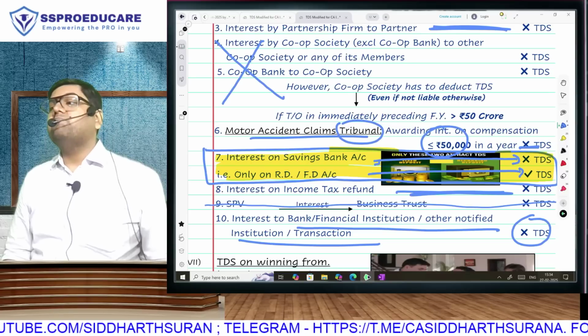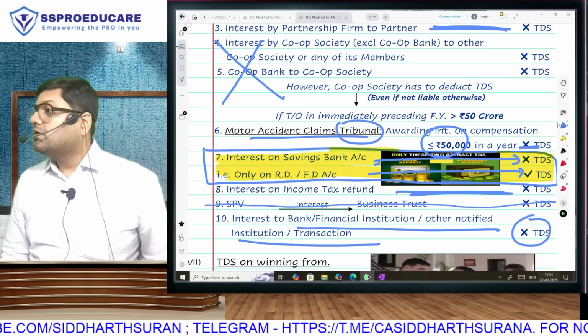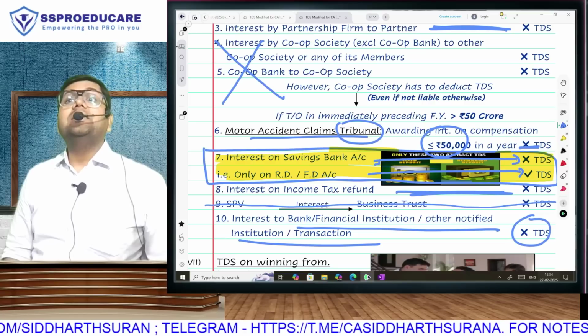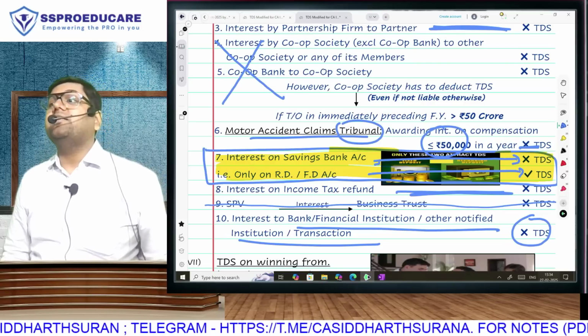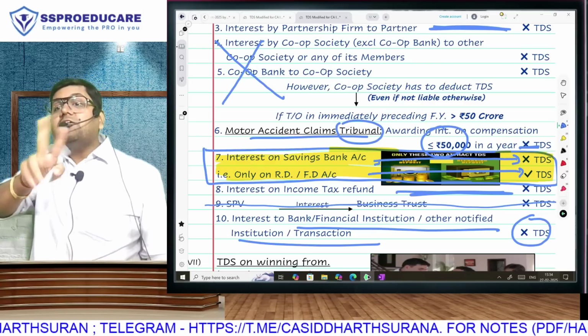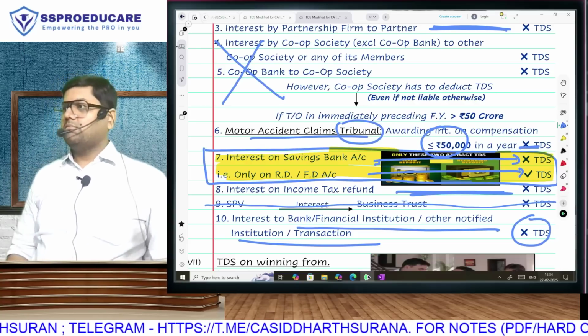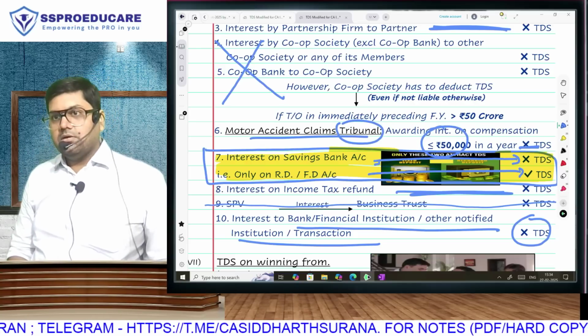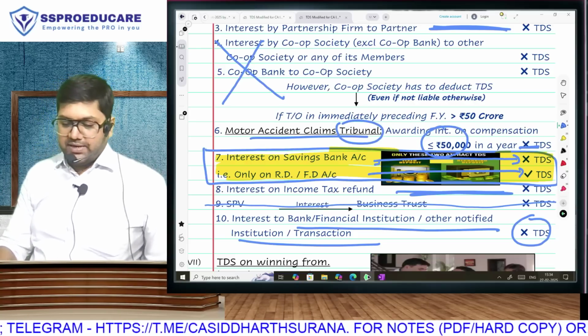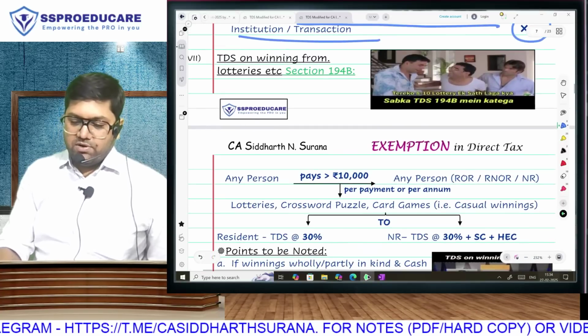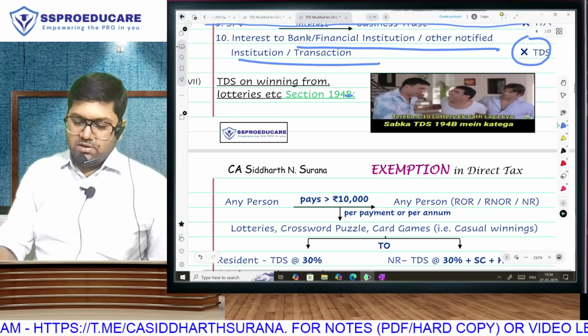Two things are very important here. One, the definition of payer, and two, that FDRD will attract TDS but a saving account will not. Because these are the two things which come in the exam at inter level. Is that clear? Fantastic. Section 194B. B for Bazigar.